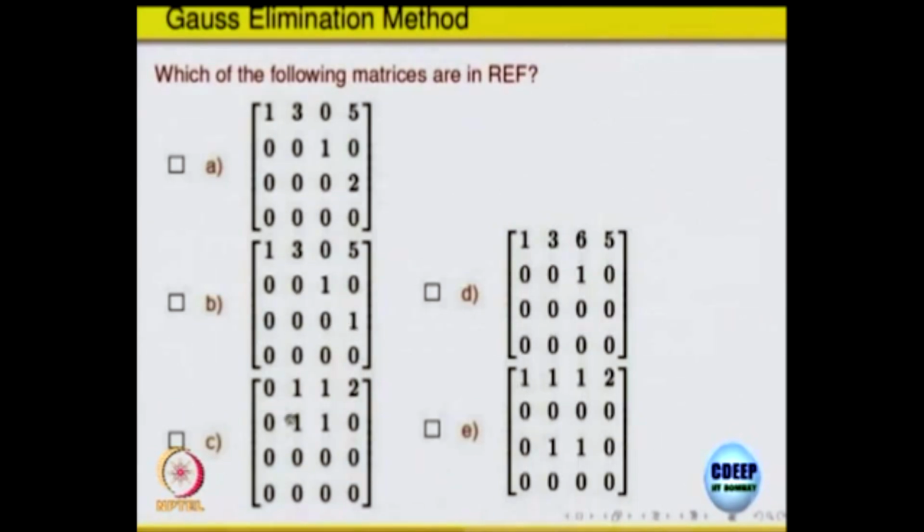What about this one? Obviously not, because here the non-zero entry is coming at the second column in the first row, and also at the third, so this is not. What about the last one? This is D.